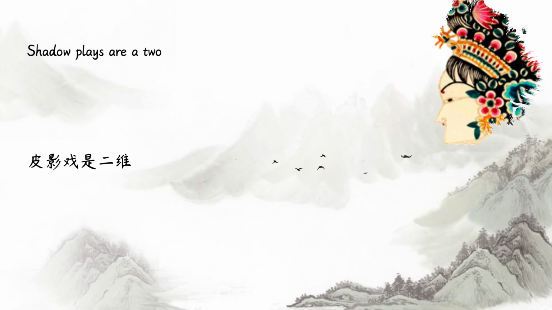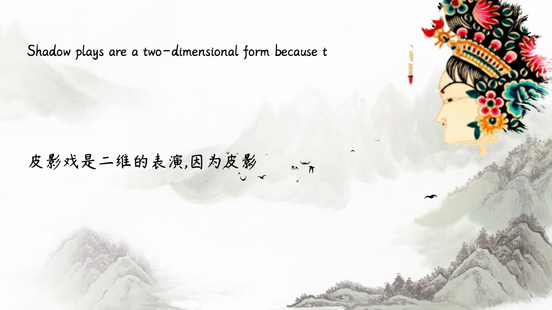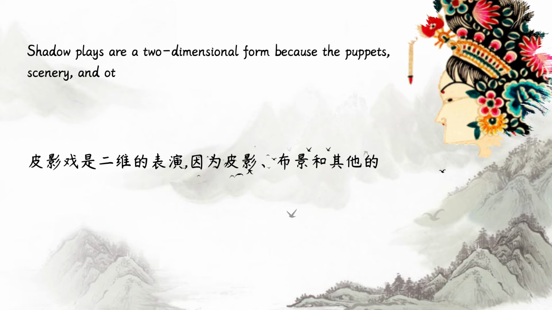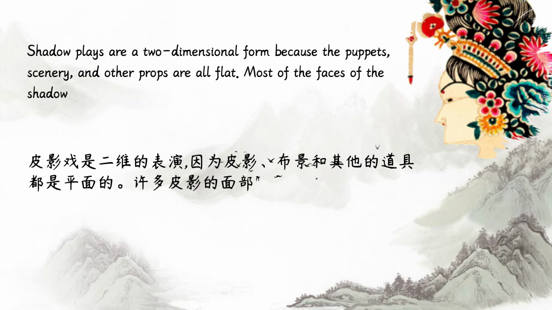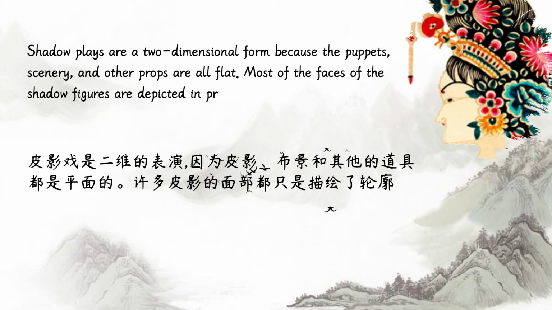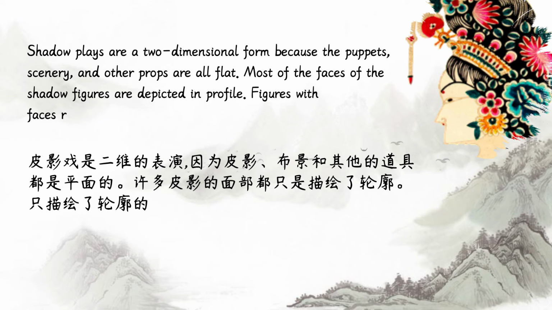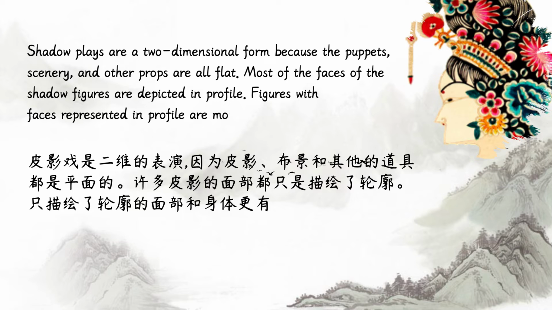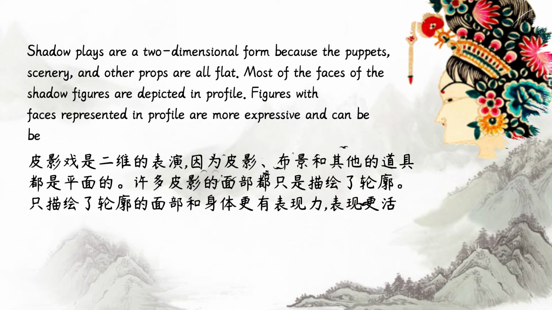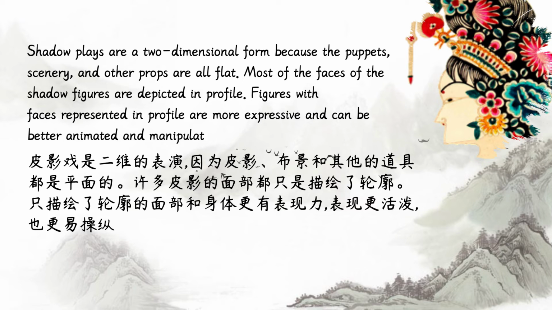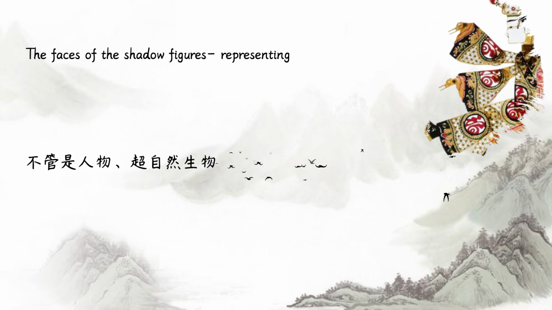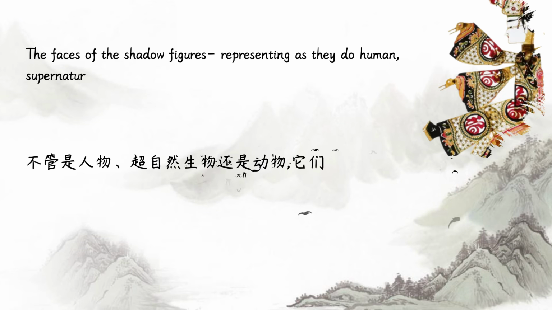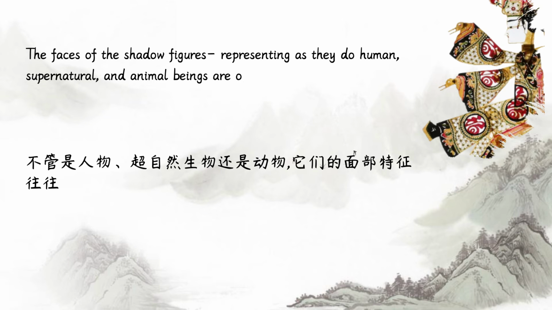Shadow plays are a two-dimensional form because the puppets, scenery, and other props are all flat. Most of the faces of the shadow figures are depicted in profile. Figures with faces represented in profile are more expressive and can be better animated and manipulated. The faces of the shadow figures, representing as they do human, supernatural, and animal beings, are often exaggerated.